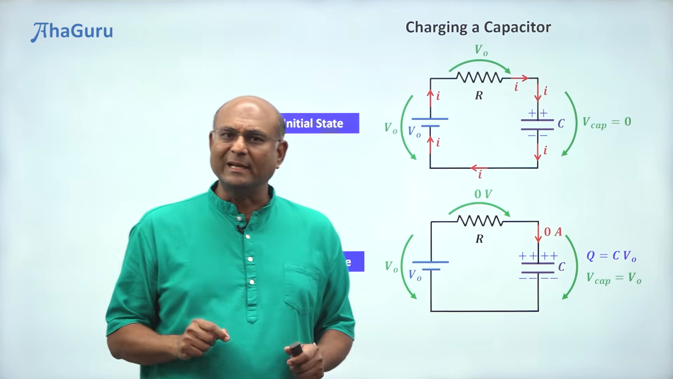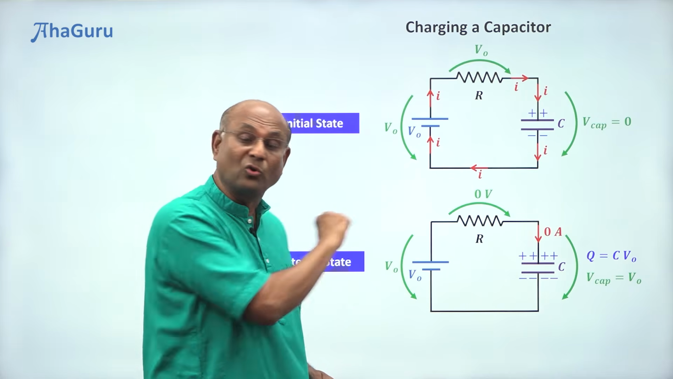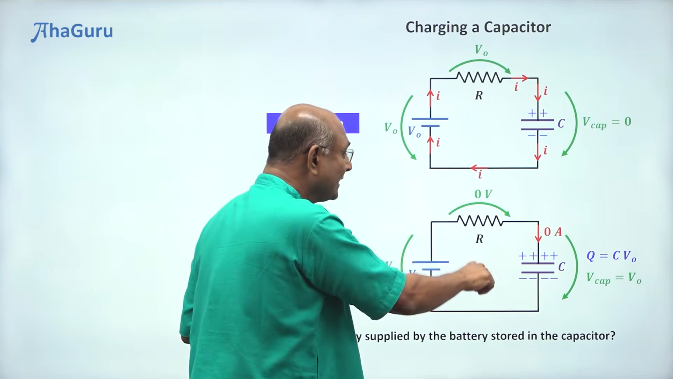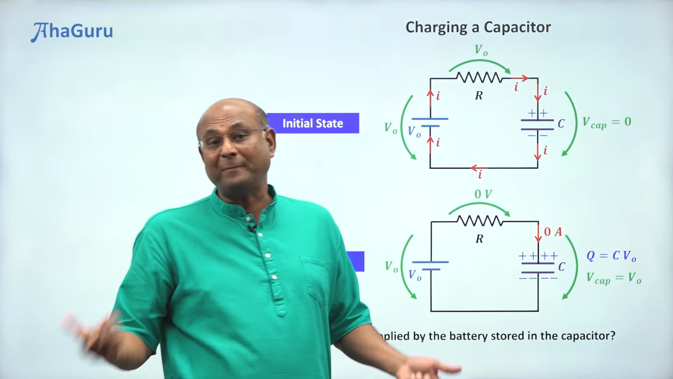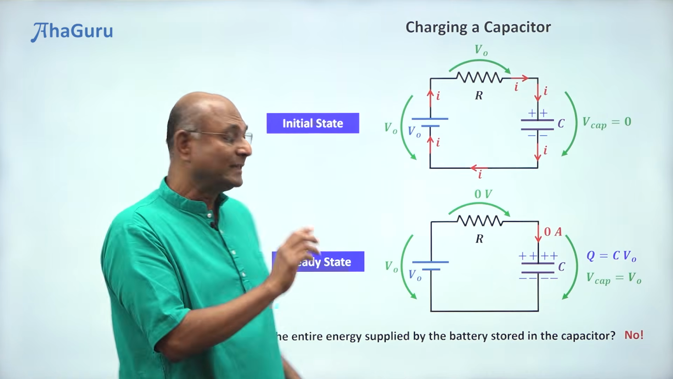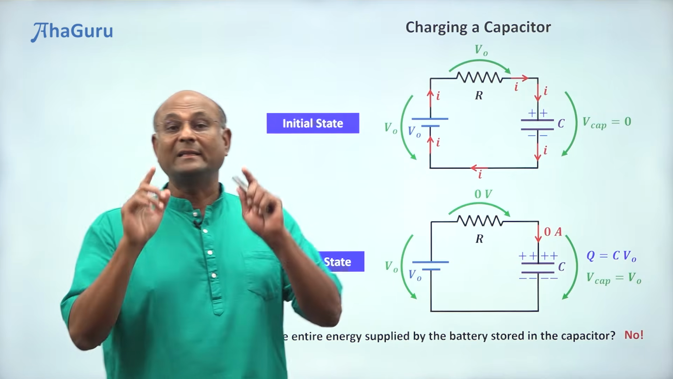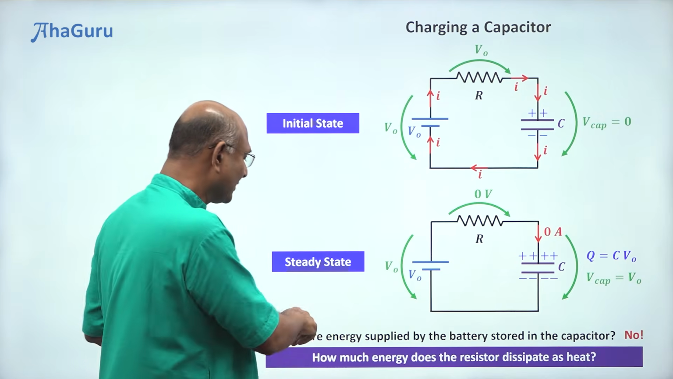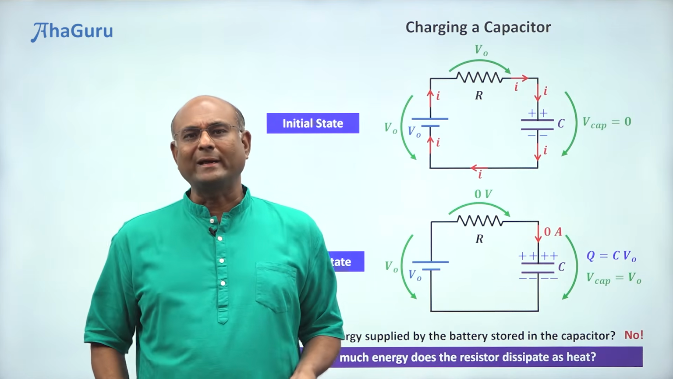So the obvious question is: is the entire energy supplied by the battery stored in the capacitor? No, there is a resistor, right? When you have current flowing through the resistor, it will dissipate energy. So no, the entire energy supplied by the battery is not stored in the capacitor. There is going to be energy dissipated by the resistor. And the question is, how much energy does the resistor dissipate?